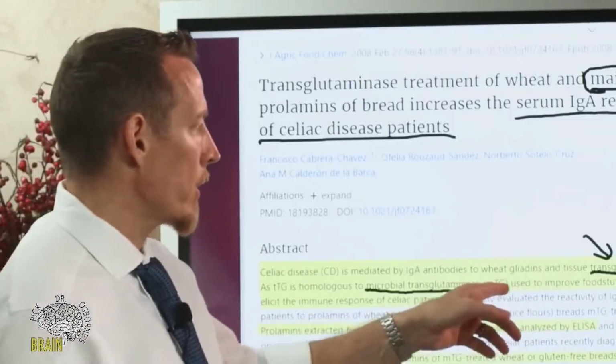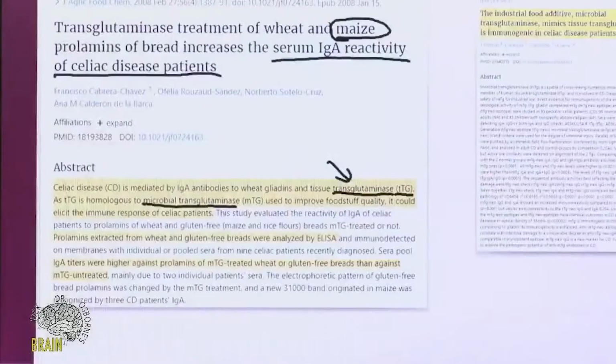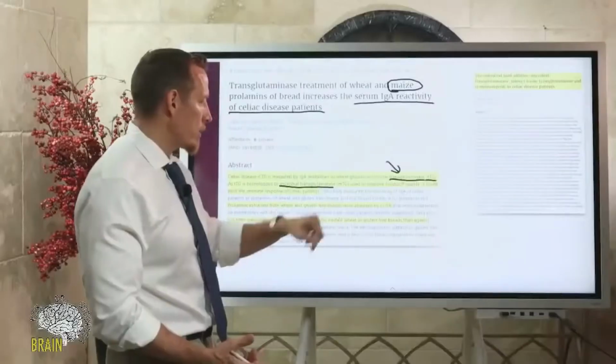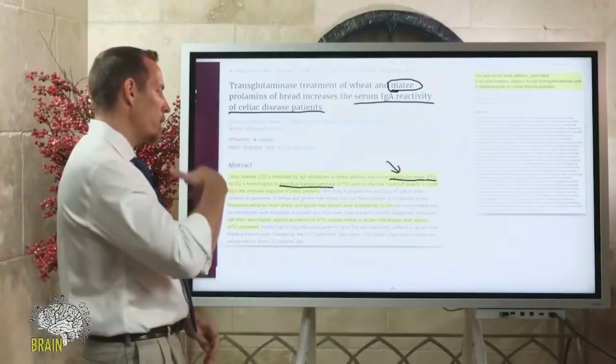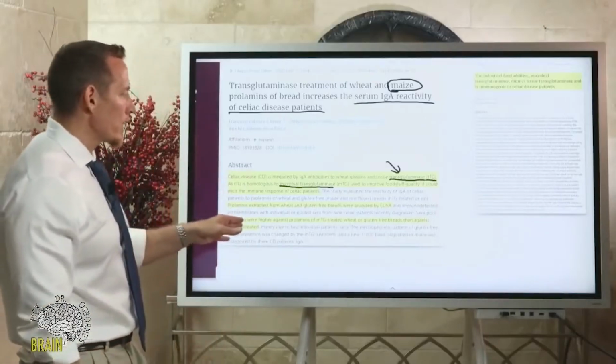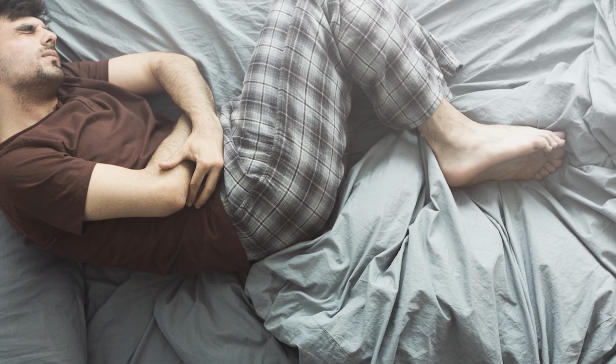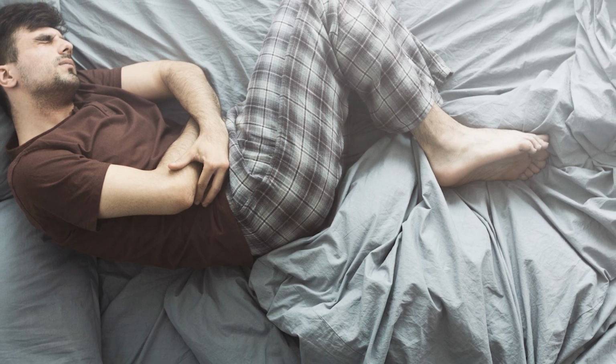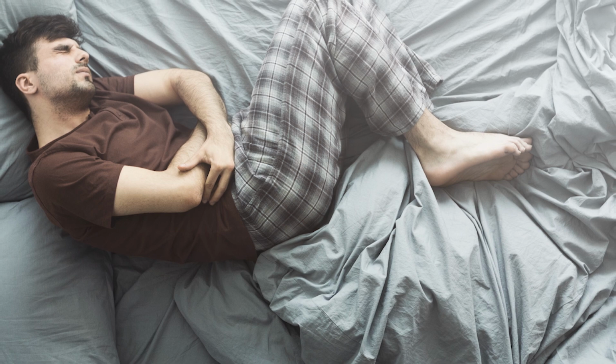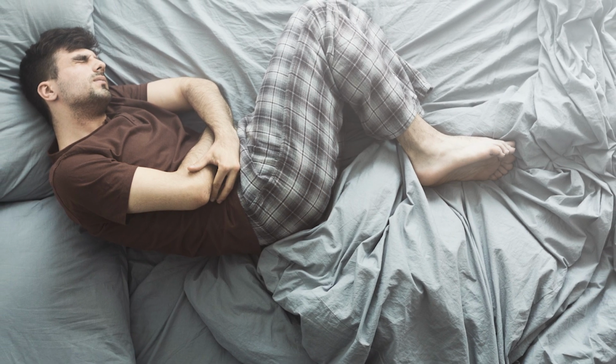Okay, so you can see here, microbial transglutaminase used to improve foodstuffs quality. So it's used as a food additive, right? Could elicit the immune response of celiac patients. So in this study, prolamins extracted from wheat and gluten-free breads were analyzed, and IgA titers were higher against prolamines of microbial transglutaminase treated wheat. In essence, when they treated the bread with the meat glue, the immune system of celiac patients reacted more aggressively. So again, if you're celiac and you're getting that exposure, it could be the reason why you may still be struggling in your diet. And this is why I'm highlighting this and talking about it so much.